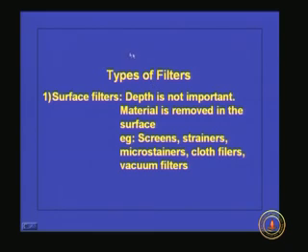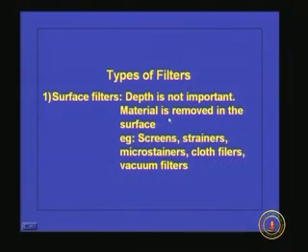So already I have discussed how we can classify the filters. This gives another type of classification. We can classify the filters again into surface filters and depth filters. Surface filters are the ones where depth is not important. That means the name itself emphasizes the filtration is taking place on the surface. So the mechanism of filtration is nothing but simple straining. So material is removed on the surface. The examples of surface filters are screens, strainers, micro strainers, cloth filters and vacuum filters.